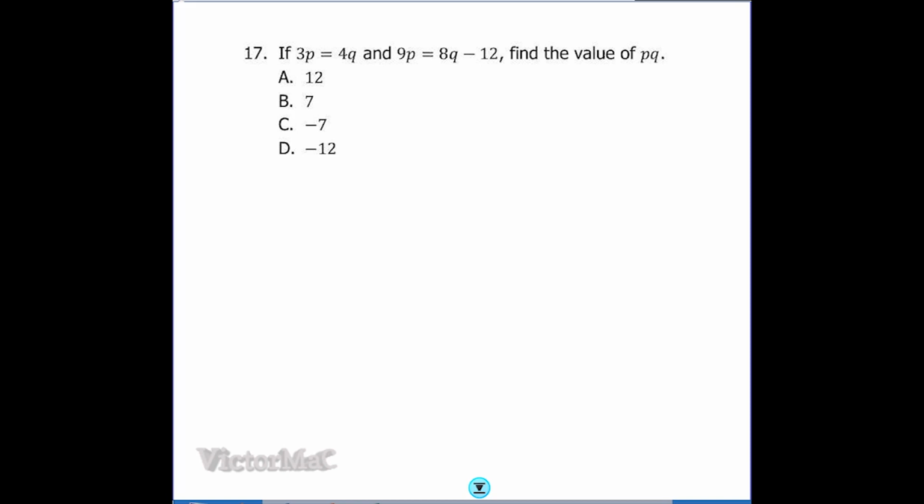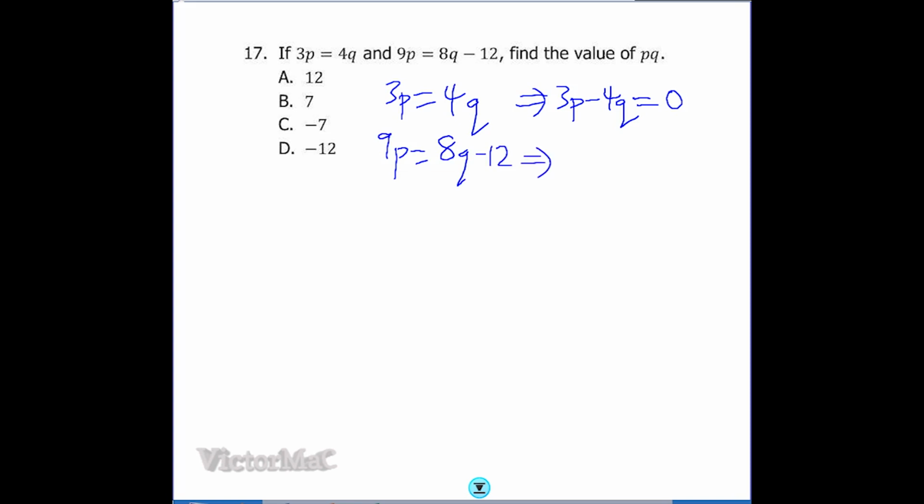Now, for the first equation, we bring the term on the right to the left. So we're going to have 3p minus 4q equals 0. And for the second one, 9p equals 8q minus 12. When we transfer 8q to the left, we have 9p minus 8q equals minus 12.